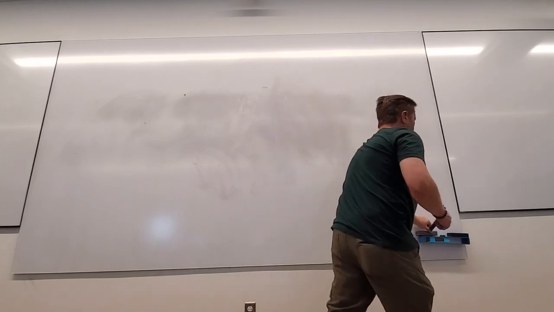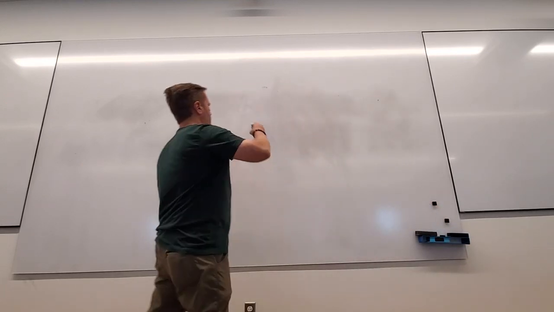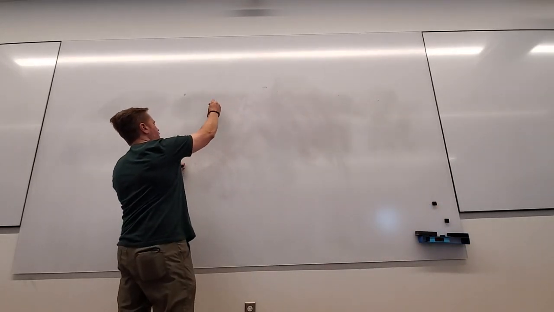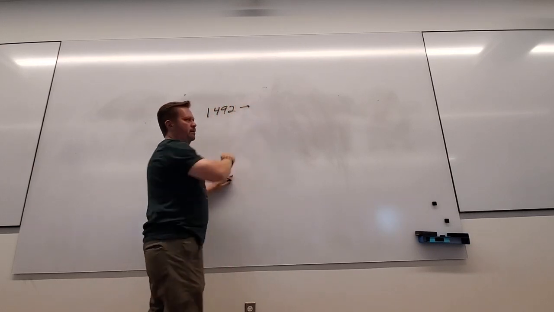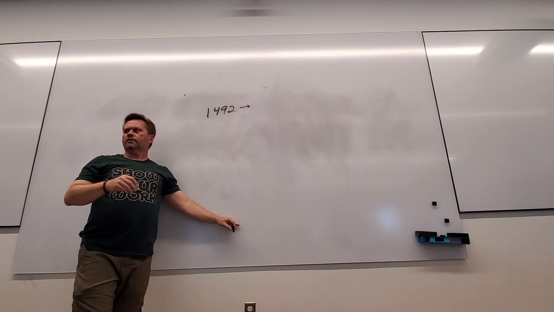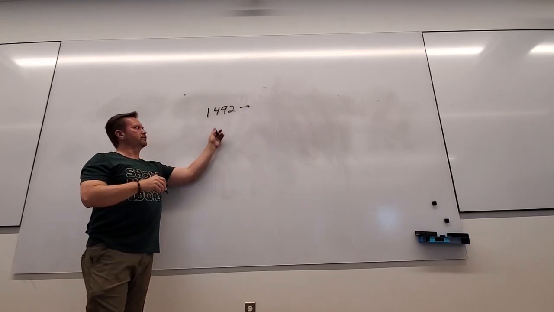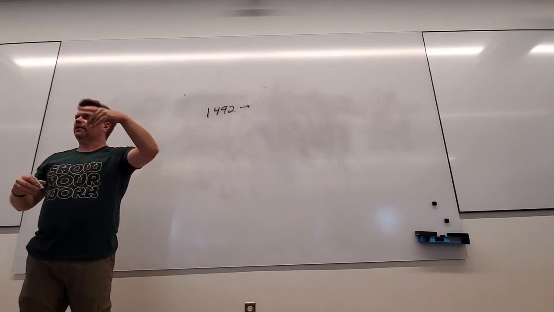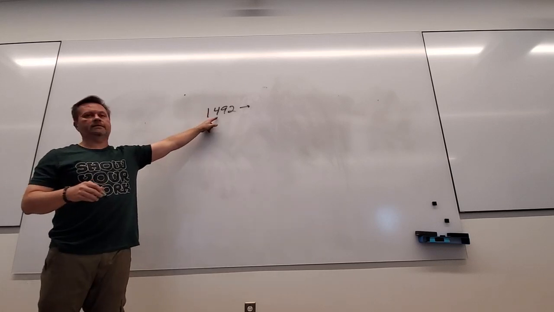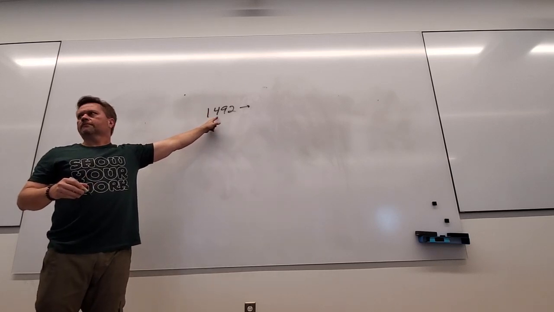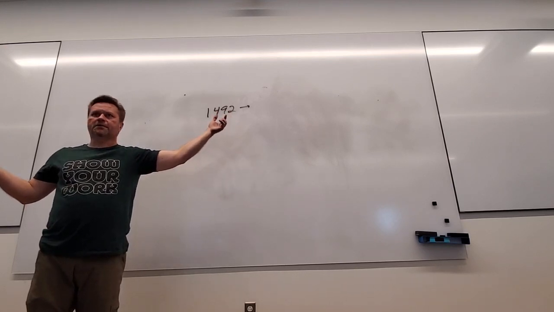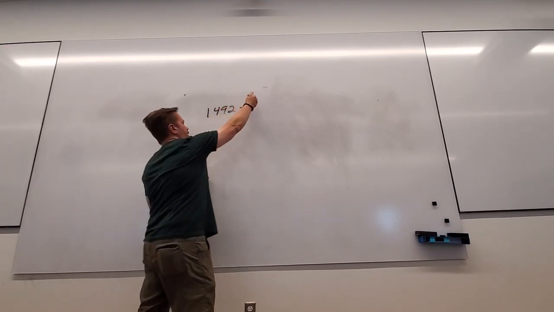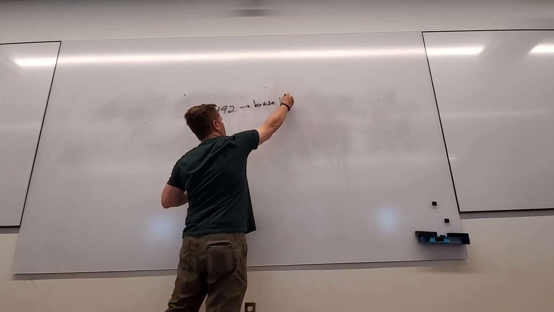So can somebody remind me, if I want to go to base 16, and I have the number 1492? So I've got the number 1492, and I want to go to base 16. How do I know what base this is in? Yeah, if it doesn't say, we assume it's base 10, right? So I want to go to base 16.